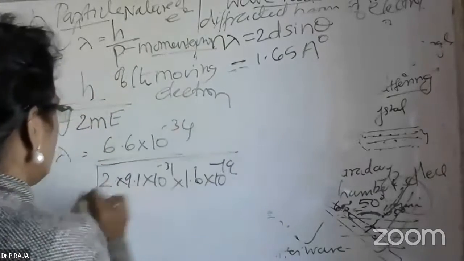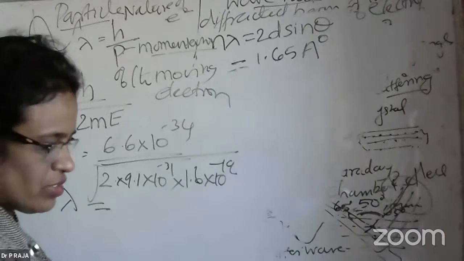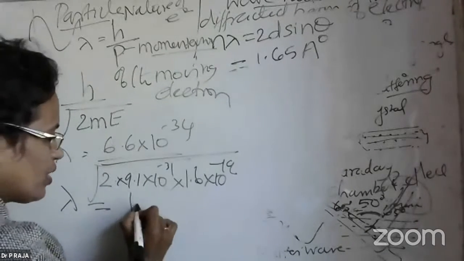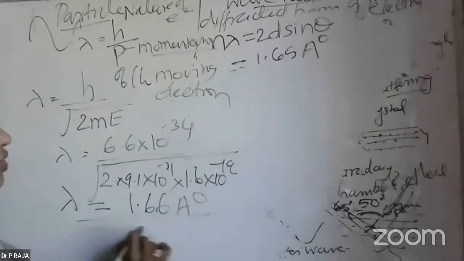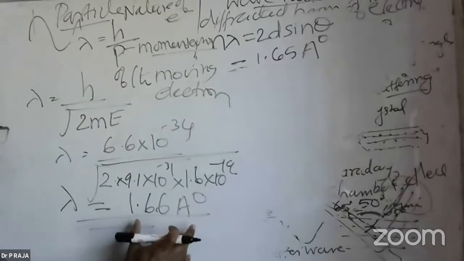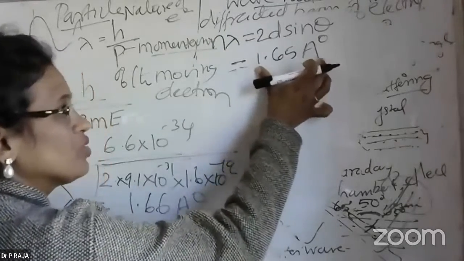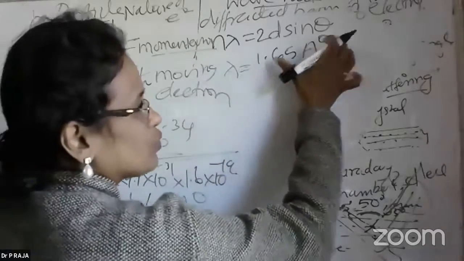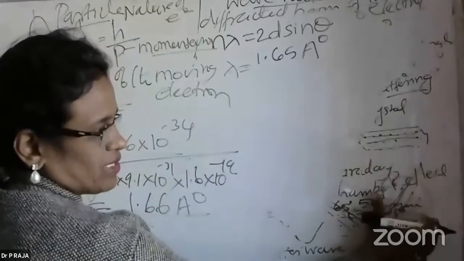Now, if you do this calculation, you will get the value of lambda as 1.66 Armstrong. So here you are able to see that the lambda value of 1.66 is approximately equal to the value of lambda equal to 1.65, which was obtained by the X-ray diffraction pattern.